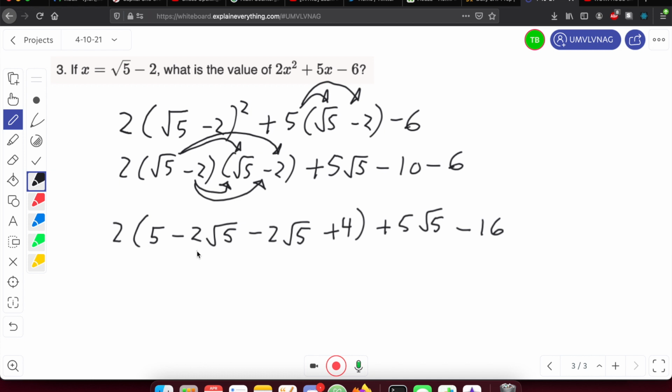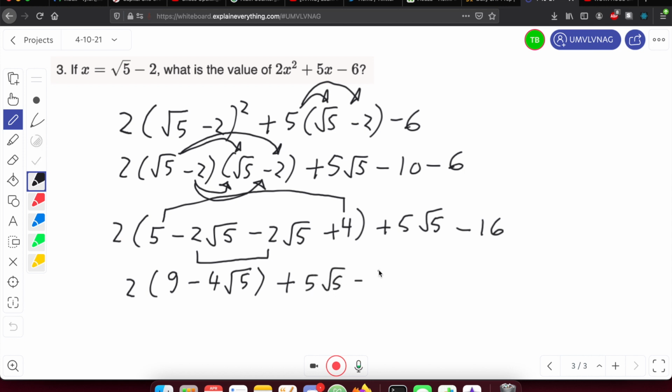Now we're going to consolidate these terms together. So 2 times 5 plus 4 is 9. Minus 2 square root of 5 minus 2 square root of 5 is minus 4 square root of 5, plus 5 square root of 5 minus 16. We're going to distribute the 2 through. So we get 2 times 9 is 18 minus 8 square root 5 plus 5 square root 5 minus 16.